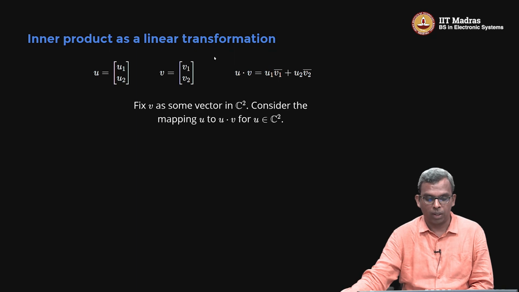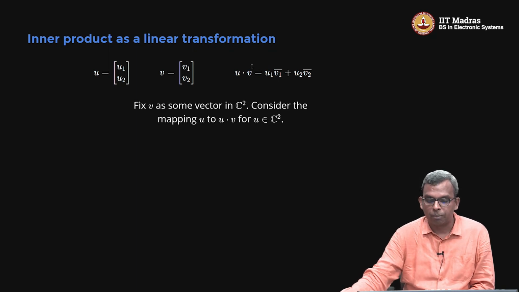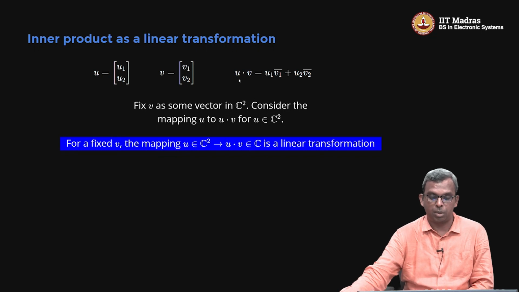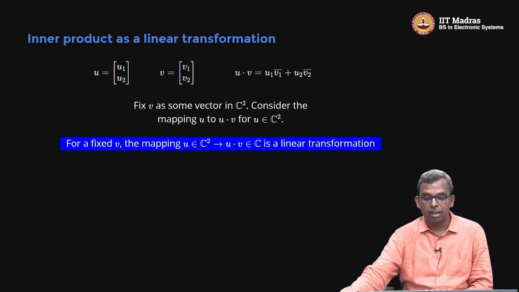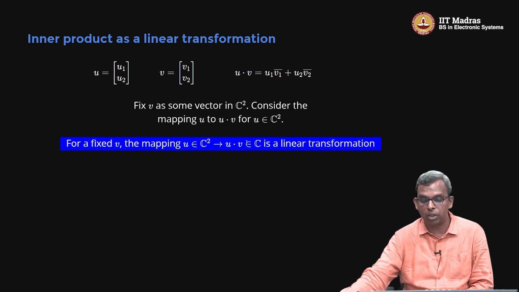Here is the idea. If you fix v, let us say v is some fixed vector, it is given to you, it is fixed, and you consider u dot v as a mapping from u to u dot v. For every u in C2 I go to u dot v, v is fixed. So, this gives me a linear transformation. For a fixed v, the mapping u in C2 to u dot v in C is a linear transformation, from C2 to C.